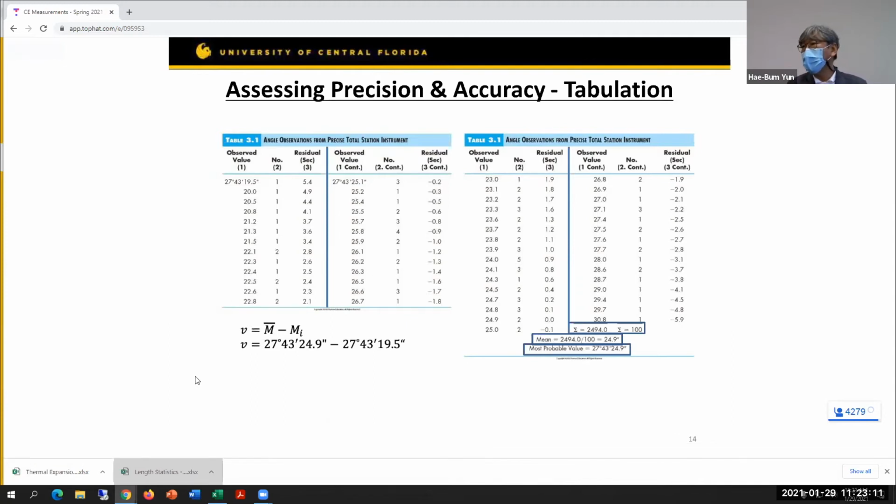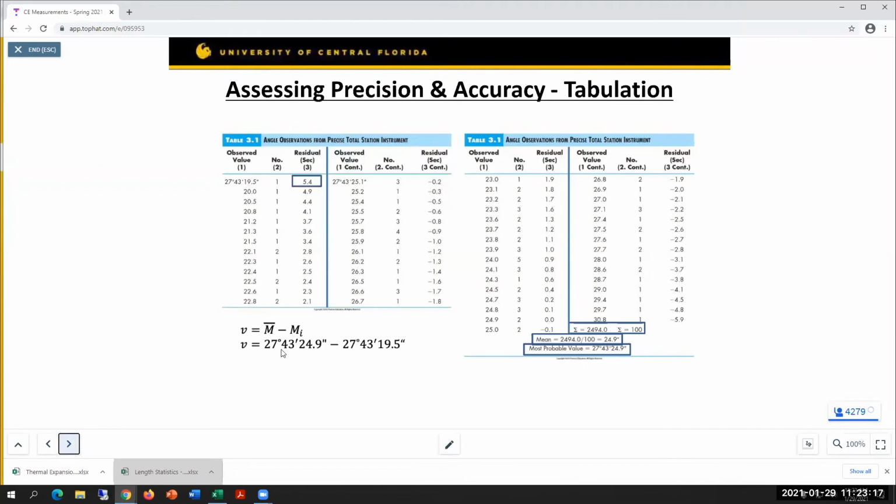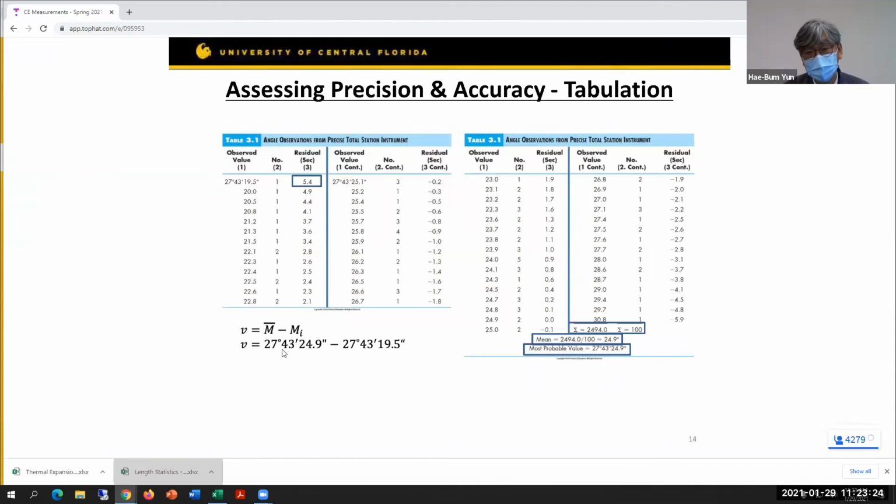In the class, do you have some questions so far? I have one, if that's okay. Yeah, go ahead. So I get the mean that it's going to be 24.9, but where are we getting the most probable value from? Oh, the other value is from this first part. For simplicity, the table doesn't show the degrees and minutes.